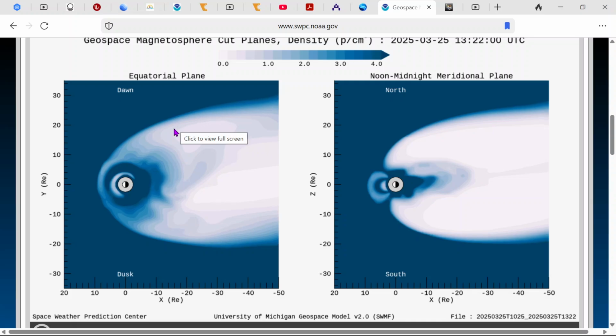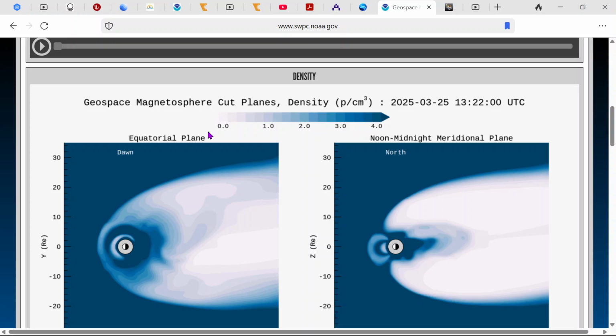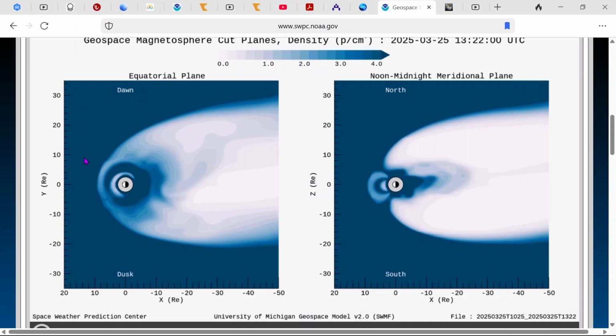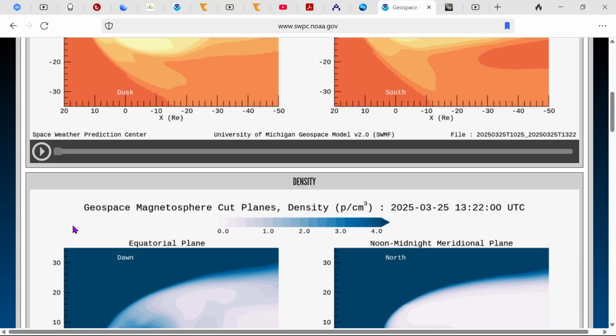And this is geospace magnetosphere cut planes density. So this is Earth here. This little small thing here in the middle is Earth. Now let's just watch this.